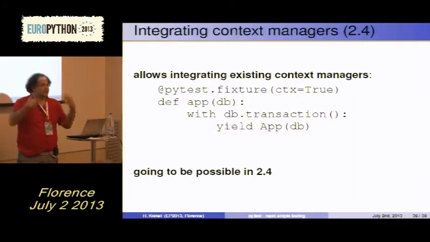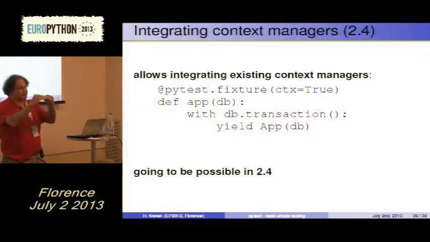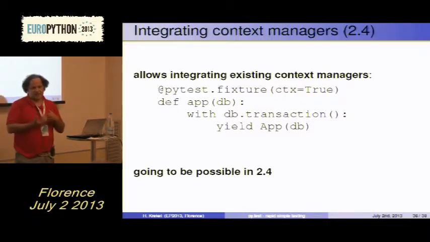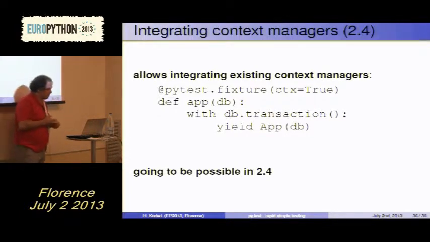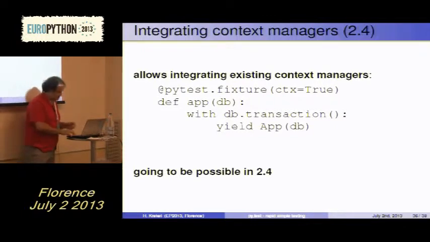You can just reuse it. If you have to split this up over setup and teardown functions, it's going to become very awkward to write this. Here you can just write it like this. So this actually works currently on pytest trunk. We are still arguing about some details on how to make it final. It's going to be there in one way or another. It's basically just the question of how to declare it.